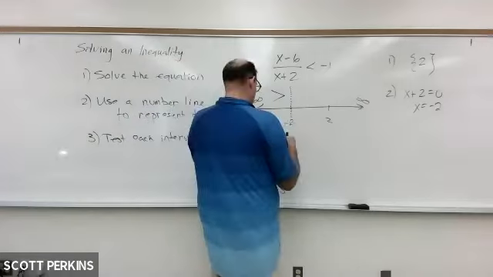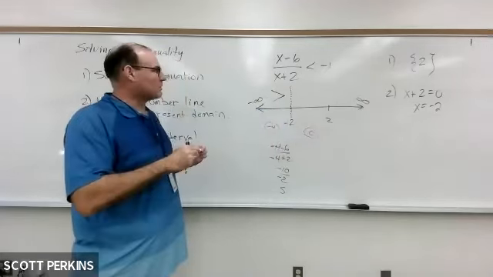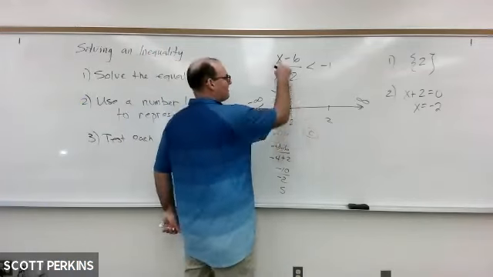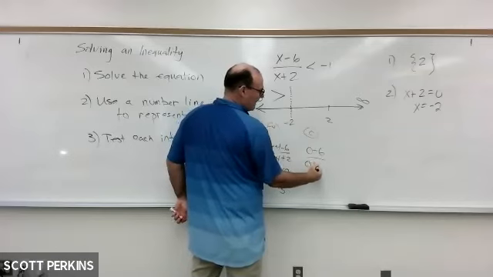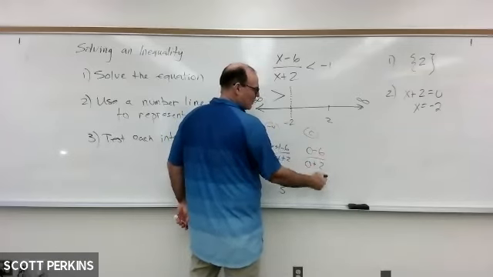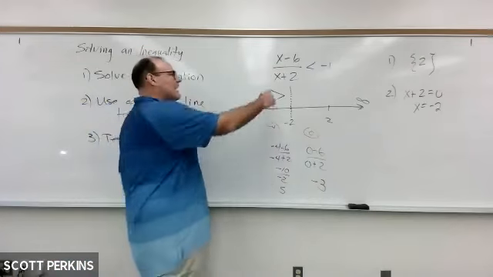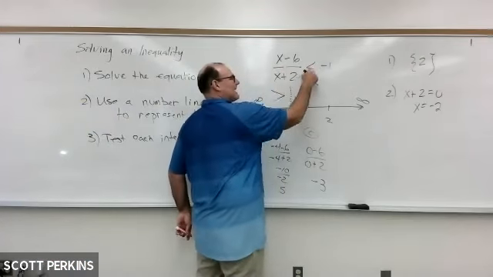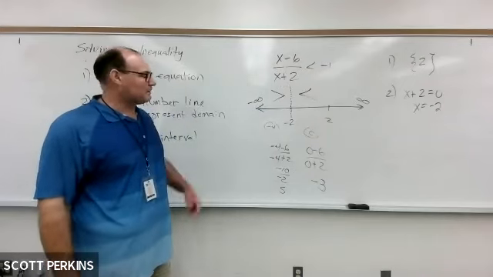Between -2 and 2, I'm going to plug in 0 because I'm hoping you picked that. 0 is always the most fun to plug in. 0 minus 6 in the top, 0 plus 2 in the bottom, and I get -6 over 2 or -3 when I test there. So -3 is less than -1. So that's where I put that comparison.